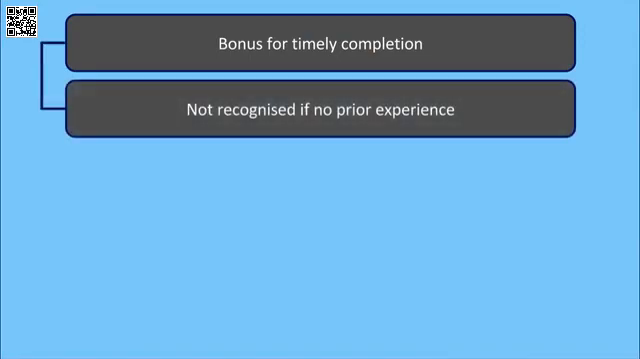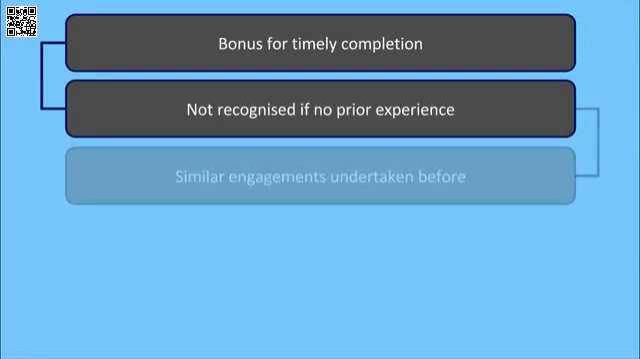For example, a bonus for completion of a contract on time would not be recognised if the entity has no prior experience of such a contract, since there is no justification for the claim that the contract would be finished on time.